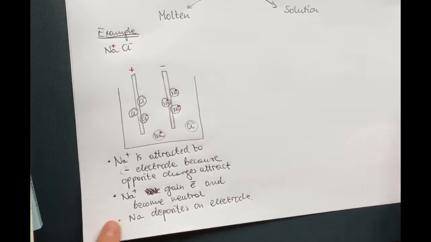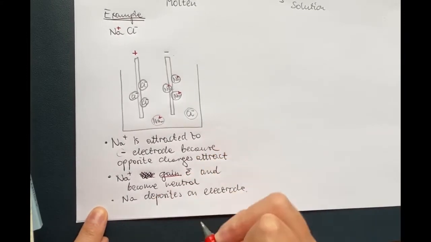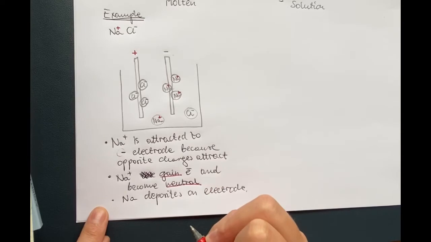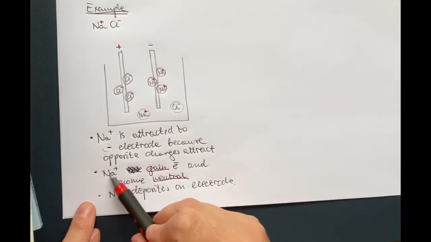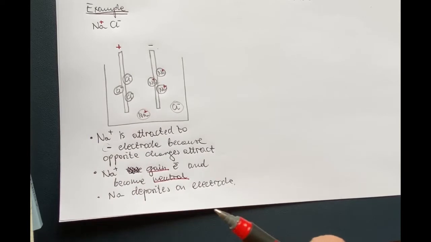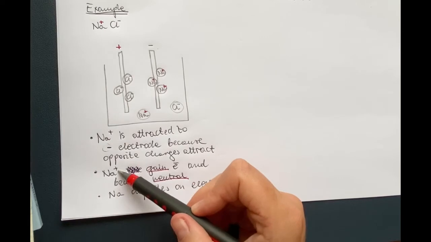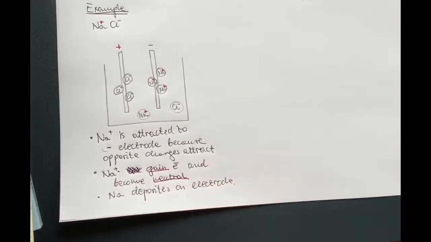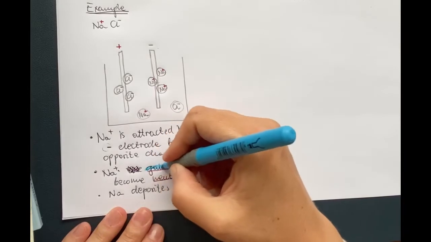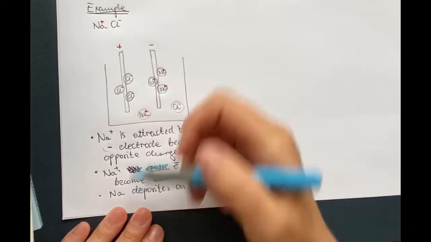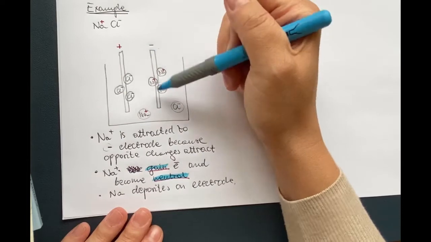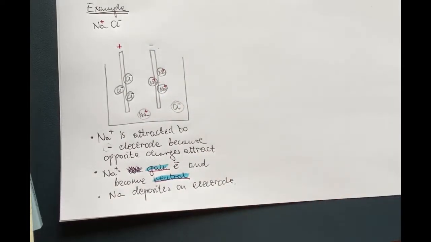Now, why does sodium gain electrons to become neutral? Think about this. In the first place, sodium was neutral because it was an atom, so it had no charge. So how did sodium become positive? Because it lost electrons. Now sodium wants to go back to being neutral, so it needs to gain electrons. All metals, when they get to a negative electrode, will gain electrons. In this case, sodium will gain only 1 electron to become neutral.